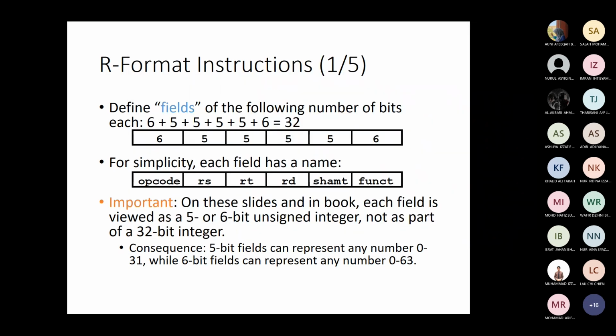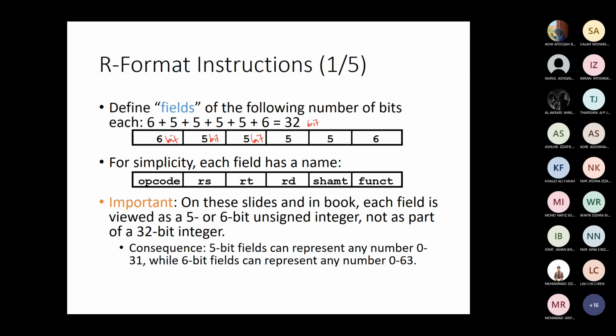So let me drag this to the other side. All right. So look back at the R format. R format defines fields of the following number of bits. The first field is 6 bit, then 5 bit, 5 bit, 5 bit, 5 bit, and the last one is 6 bit. So if you add everything, you would get 32 bit. Okay, so this is the size of the field itself.